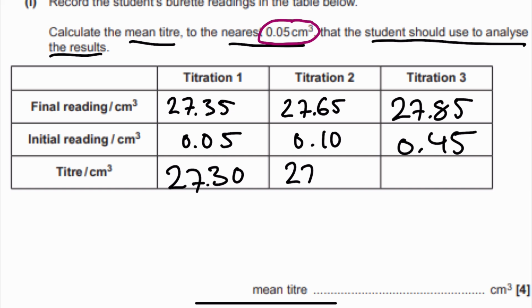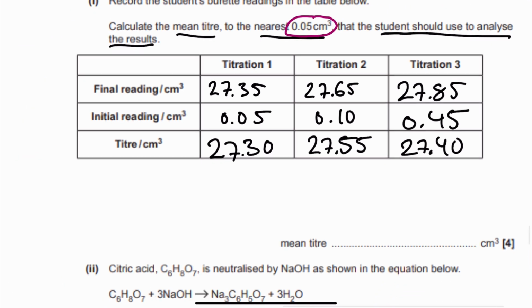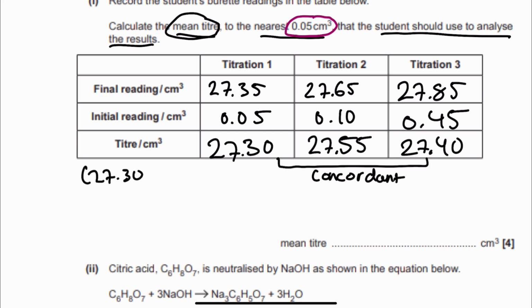This is 27.55, and this is 27.40. Now, when calculating the mean titer, you only ever include the concordant titers. We can tell that these are the two concordant titers because they are within 0.1 centimeters cubed of each other. So we'll use these: 27.30 plus 27.40 all over 2 gives us 27.35.